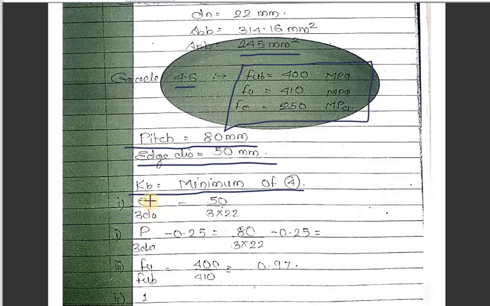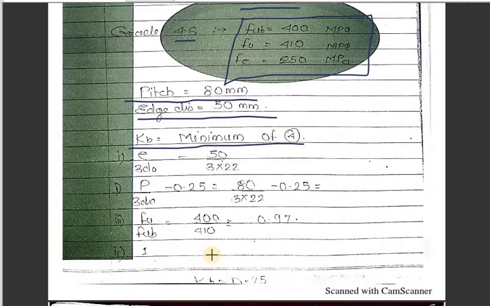So how to find out kb? The first value is e upon 3d0. Here e is the edge distance, 50, divided by 3d0, where the hole diameter is 22. What about the pitch distance? The second value is p upon 3d0 minus 0.25, where 80 is the pitch distance, 3 multiplied by 22, the diameter of hole, minus 0.25. Again, fub upon fu, it comes to 400 divided by 410, which is 0.97. And the fourth value is 1.